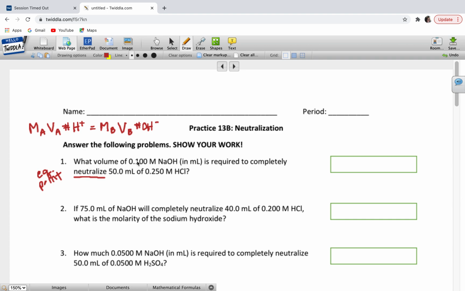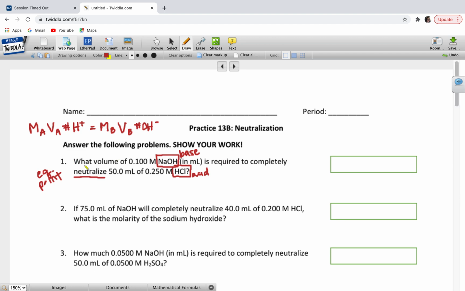Question is, what volume of 0.100 molar sodium hydroxide in milliliters is required to completely neutralize 50 milliliters of 0.25 molar HCl? So remember, step 0, before we even get into the numbers, let's just figure out what's what. Here are my two substances. Which one is the acid and which one is the base? Yep, ends in hydroxide specifically, so that's the base. That one starts with H. There's my acid. Easy to identify, right?